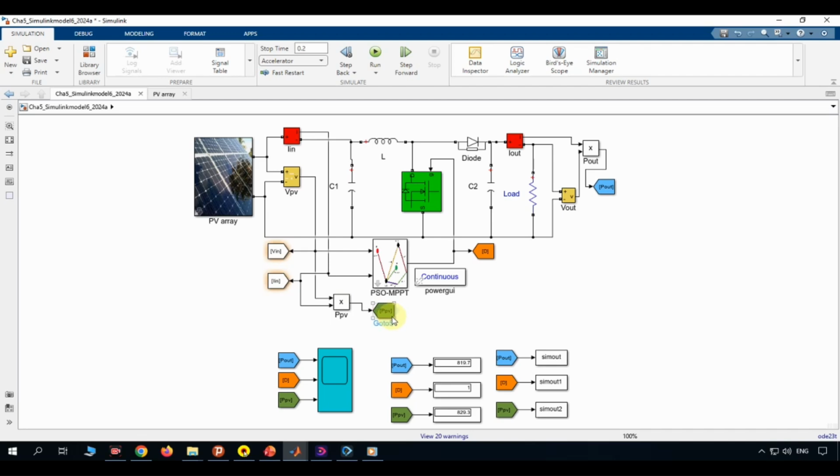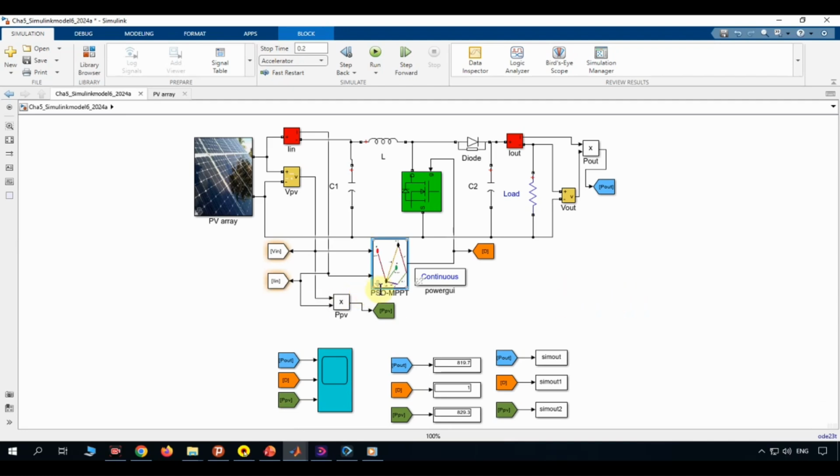The VIN and IIN measurements are then fed into the PSO MPPT block. This block runs a particle swarm optimization algorithm to search for the duty cycle, D, that drives the converter toward the PV array's maximum power point. Rather than following a fixed gradient like perturb and observe, PSO treats the duty cycle search as an optimization problem, iterating a swarm of candidate solutions to converge on the optimal operating point, even under partial shading conditions. The resulting duty cycle, D, is sent out to control the switching of the MOSFET, closing the feedback loop between the measured power and the converter's operating point.